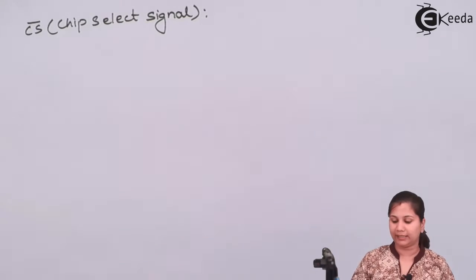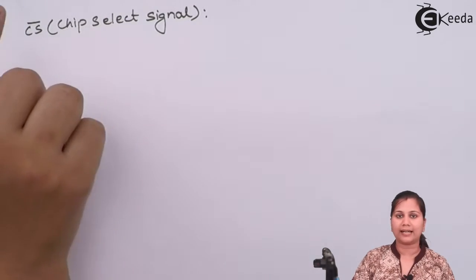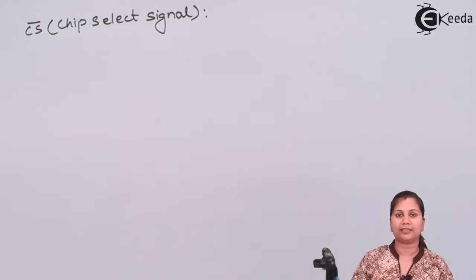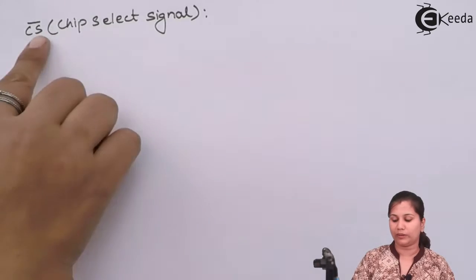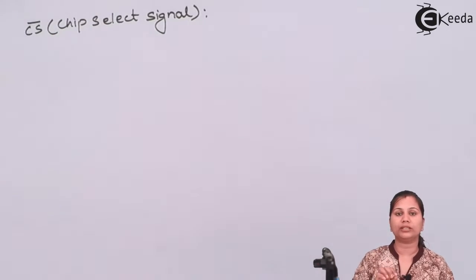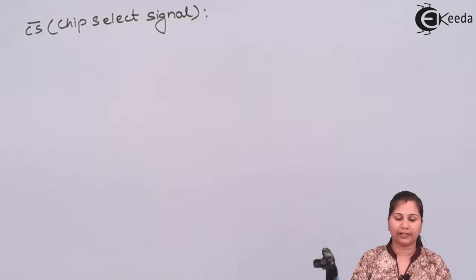How can it be selected? Because this signal is an active low signal, it will be active when its value is 0. So this 0 has to be provided on this chip select signal so that the IC 8259 is selected, and then the communication will take place between the microprocessor and the 8259.